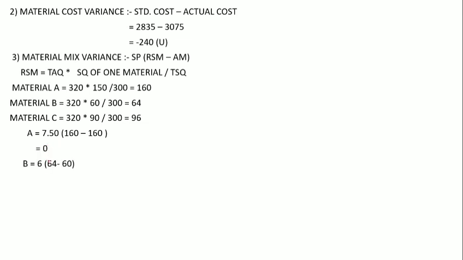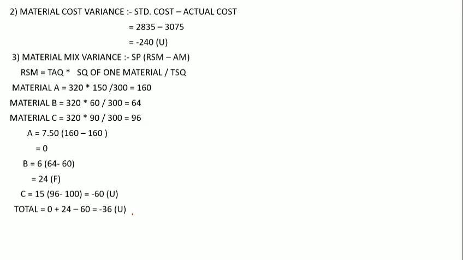For material B, SP is 6 and in brackets 64 minus 60. So the final answer is 24 and in bracket F. For material C, 15 and in bracket 96 minus 100. So the final answer is minus 60. Now make total of these three. So 0 plus 24 minus 60 and the last answer is minus 36.